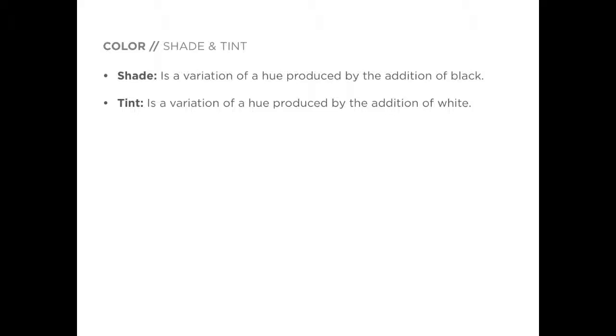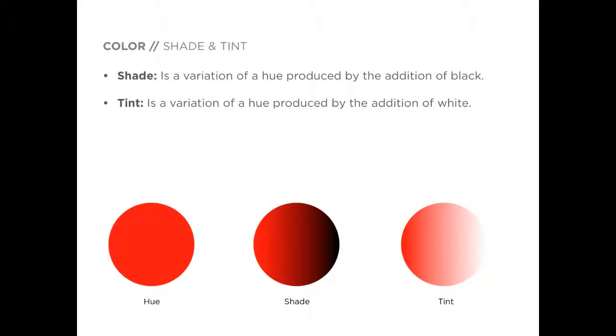Shade and tint. Shade is a variation of a hue produced by the addition of black, and tint is a variation of a hue produced by the addition of white. So, the first image on the left is the hue, and then the shade, which is the addition of black, and tint is the addition of white to the red hue.